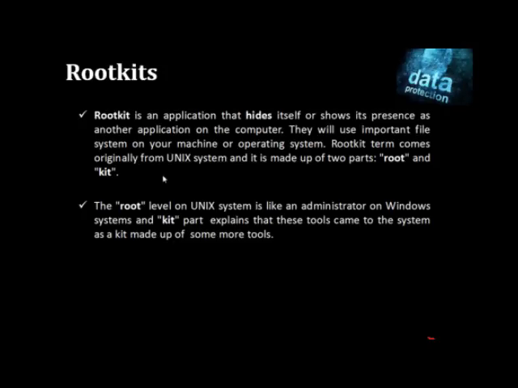Next, we shall look into the concept of rootkits. A rootkit is an application that hides itself or shows its presence as another application on the computer. They will use important system files on your machine or operating system. The term rootkit comes originally from Unix systems and it is made up of two parts, root and kit. The root level on a Unix system is like an administrator on Windows systems, and the kit part explains that these tools came to the system as a kit made up of some other tools.